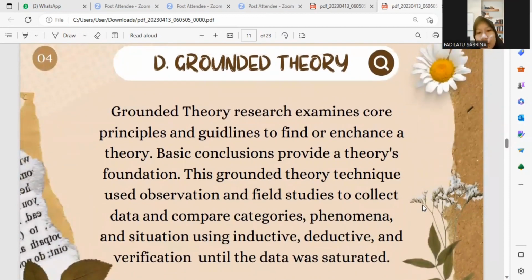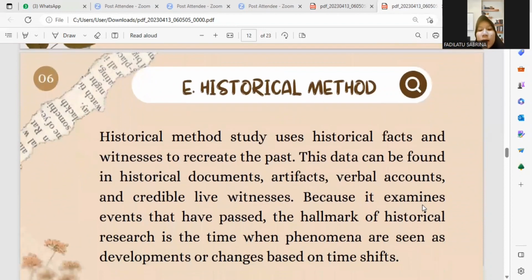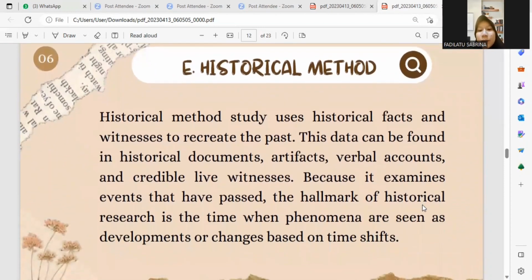D. Grounded theory. Grounded theory research examines core principles and guidelines to find or enhance a theory. Basic conclusion provide a theory is foundation. This grounded theory technique use observation and field study to collect data and compare categories, phenomena, and situation using inductive, deductive, and verification until the data was saturated. I think that's all. I return back to moderator.